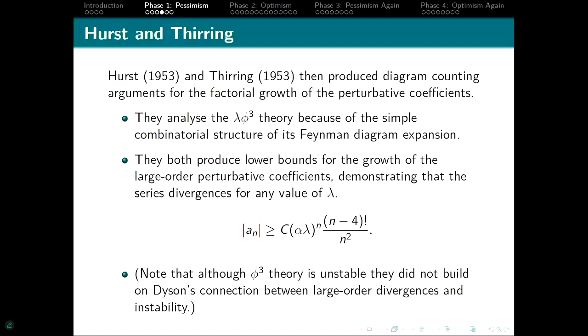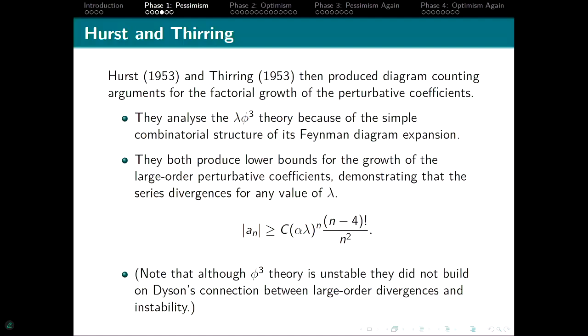They come up with a bound for the perturbative coefficients, and the key thing here is that it's growing factorially. So you have an n factorial coming into this bound on the coefficients, and a factorial series is obviously the prototypical example of a divergent expansion.